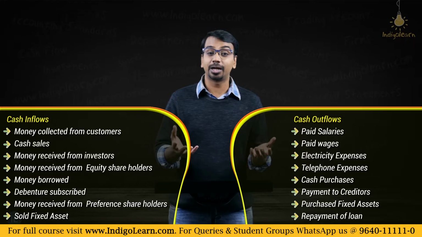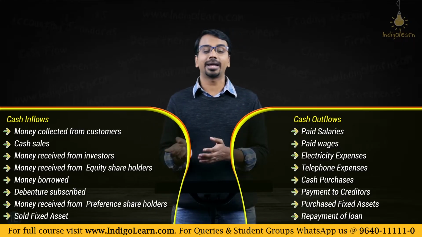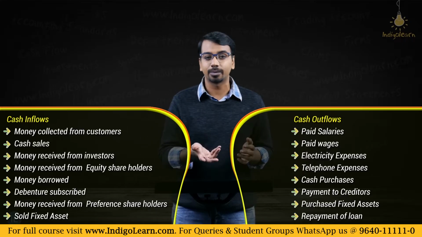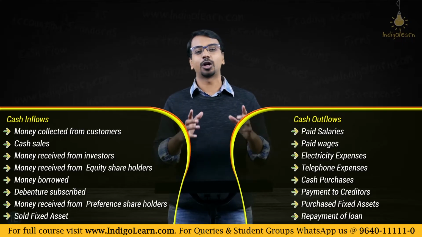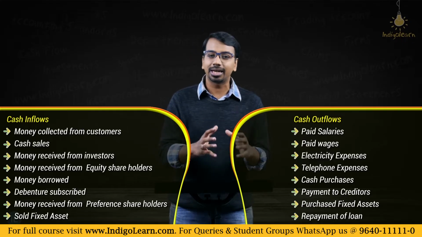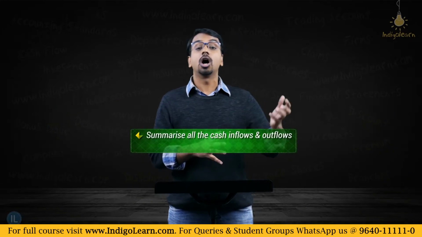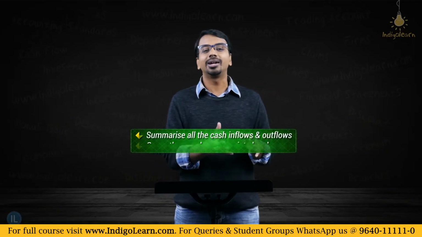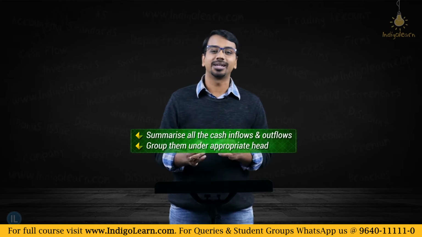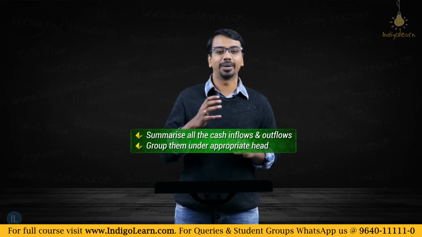Now if I just give a statement: total cash inflow 10,000, total cash outflow 8,000, opening balance, closing balance, will that make any sense? It will not make any sense. So we have to logically structure, logically summarize all the inflows, all the outflows, group them under appropriate heads and present the cash flow statement.